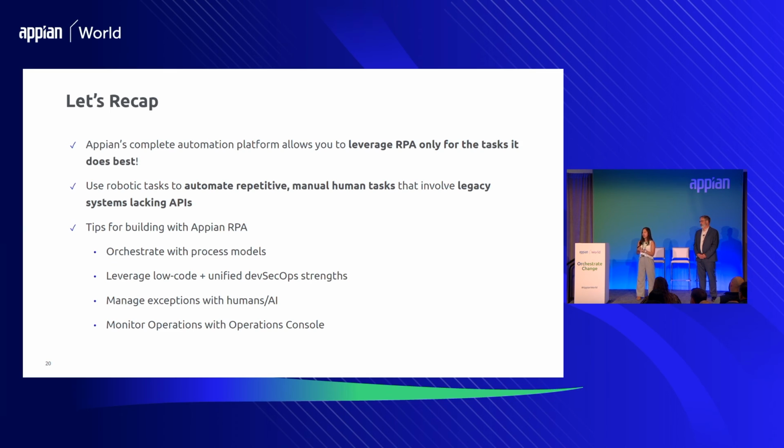First, orchestrate with process models. It'll future-proof your applications, but it'll also ensure that you can use the right tool for the right task. Next, you can build extremely fast with our low-code capabilities, including the task recorder and our design objects. And then third, we talked about having many different ways to do error handling, so using AI and user tasking. And then lastly, definitely take advantage of our new operations console for managing your robot workforce.